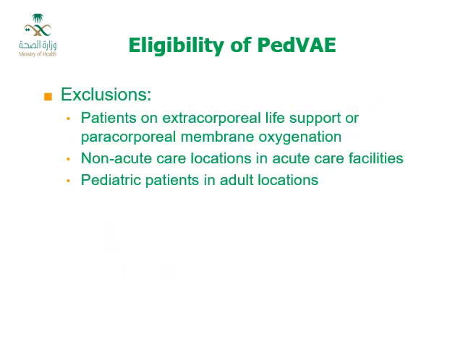Exclusions for the pediatric VAE protocol are patients on extracorporeal life support or paracorporeal membrane oxygenation. As we mentioned for adult VAE, ECMO is excluded, as are non-acute care locations in an acute care facility and pediatric patients in adult locations. So in surveillance, we follow the location. For adult locations, we follow the adult VAE protocol. For pediatric and neonatal locations, we follow the pediatric VAE protocol.